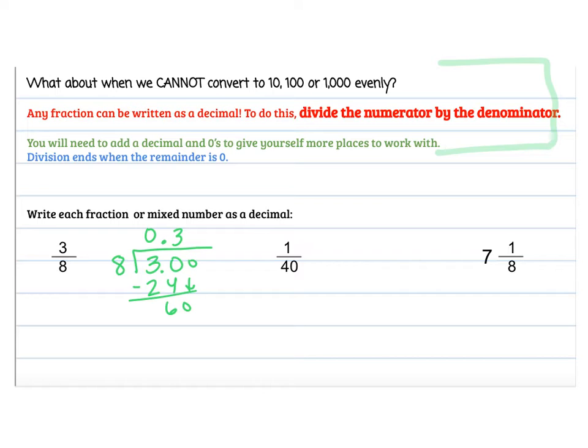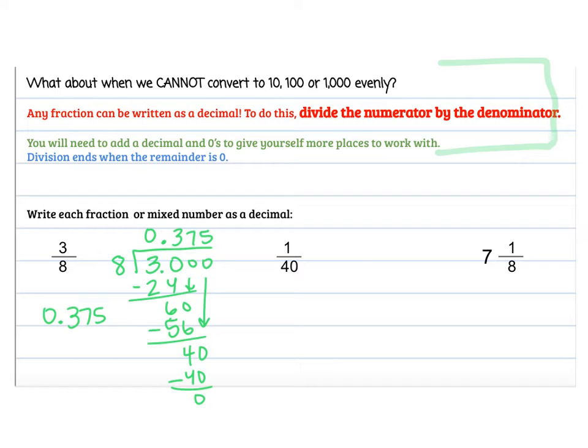8 goes into 60, 7 times, which is 56. I was having a brain fart there. 60 minus 56 is 4. Add a 0. This is just like our long division that we were learning about at the beginning of the year. 8 goes into 40 5 times. 5 times 8 is 40. Now it's done, nothing else to drop down, so 3/8 as a decimal is 0.375 or 375 thousandths.